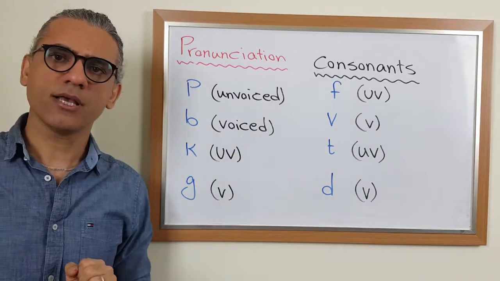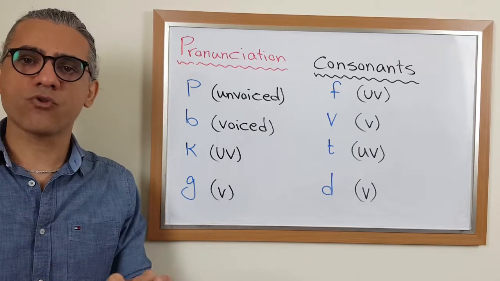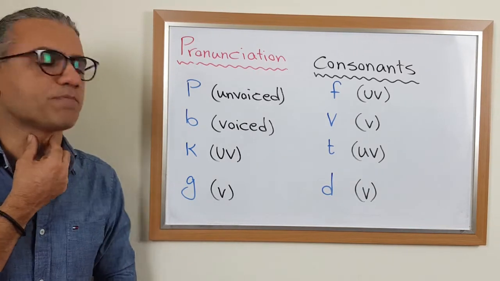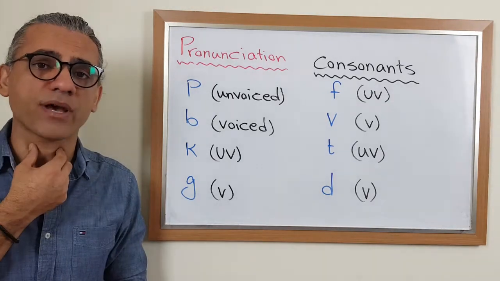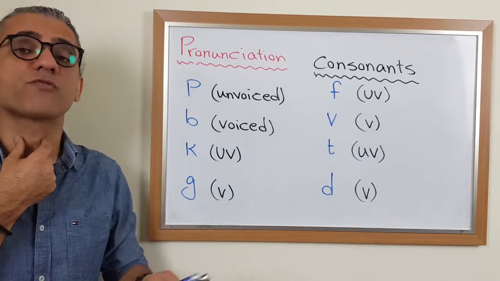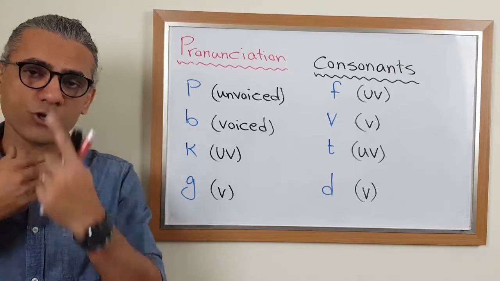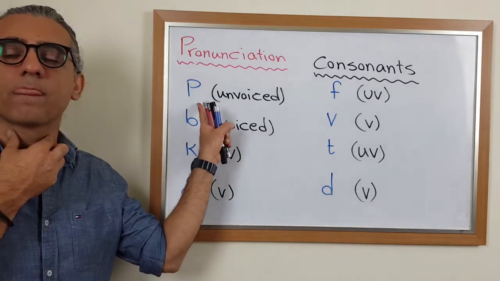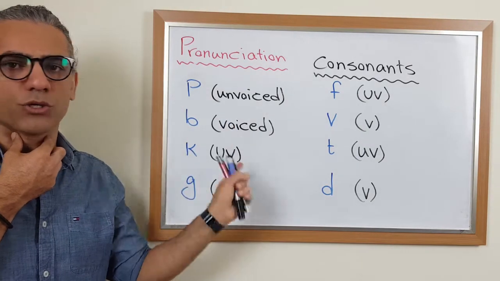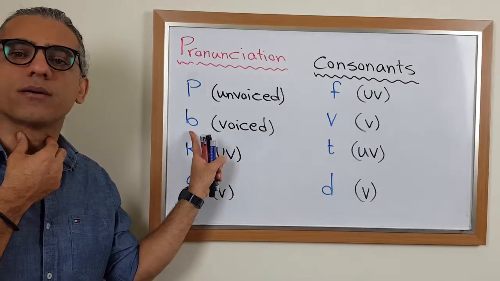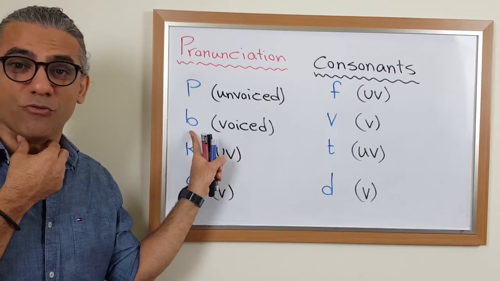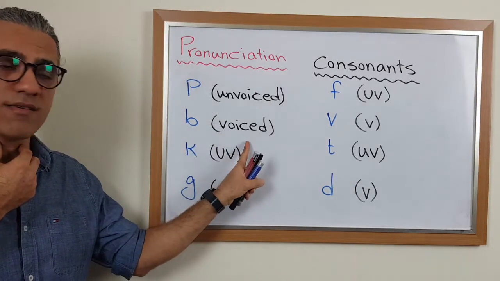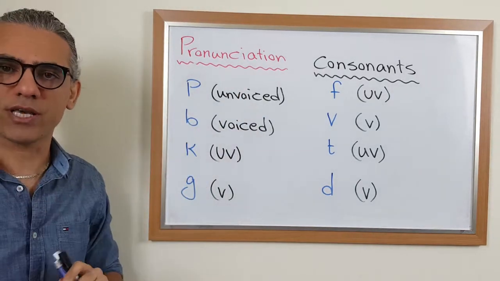How could you tell if a sound is voiced or unvoiced? Very simple. You just touch your throat in here. If it vibrates, it is voiced. It means you are using your vocal cords to pronounce it. For example, we say p, p. No vibration here. But look, b, b. You feel the vibration. That means that b is voiced and p is unvoiced.